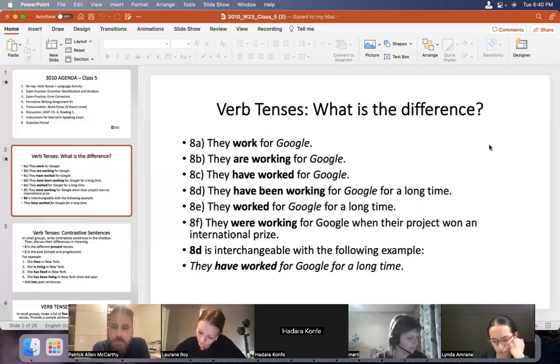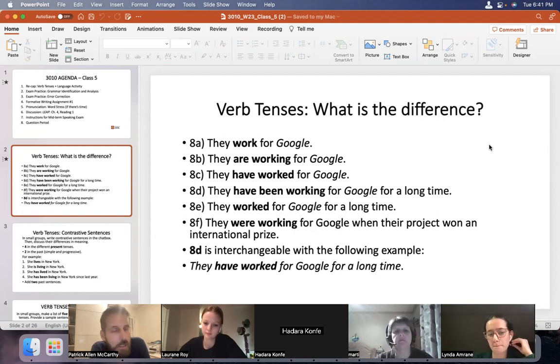Look at C. Okay, they have worked for Google. What verb tense is that? Linda? Perfect. I think I heard it. I think it's past perfect. No, it's not past perfect, but you're close. Somebody else said it. I heard it. Present perfect. Yes. It's present perfect. Okay, and what's the context for they have worked for Google?